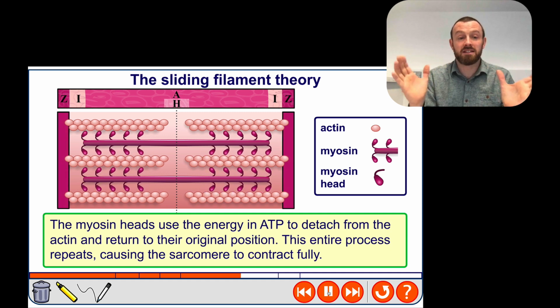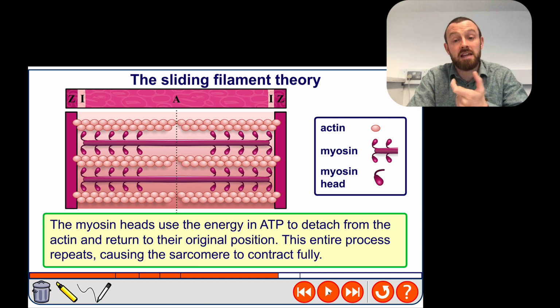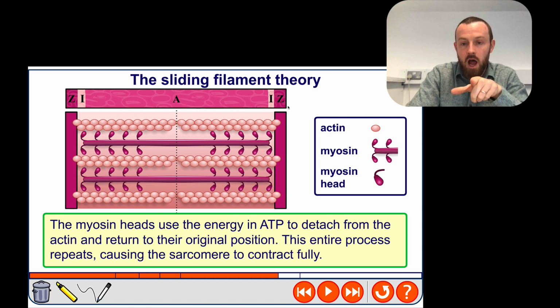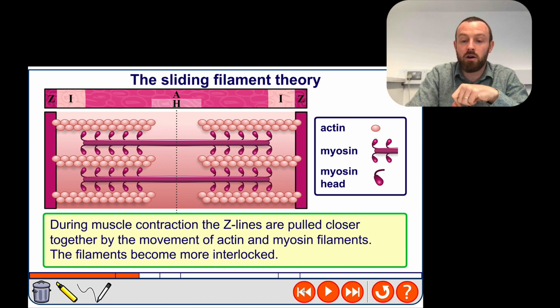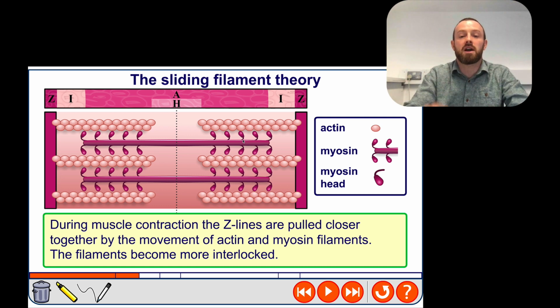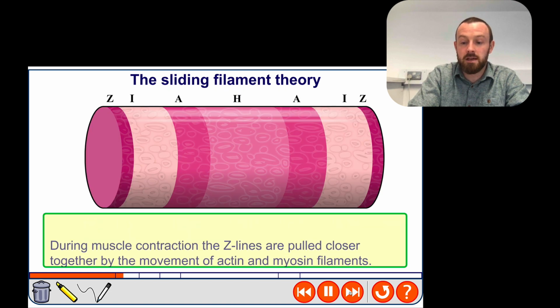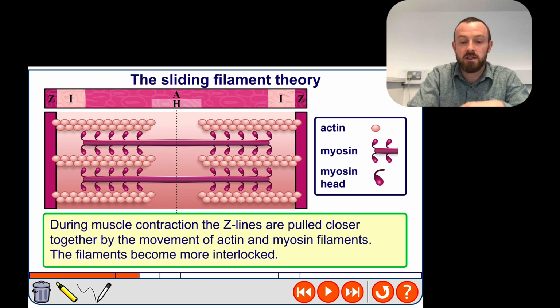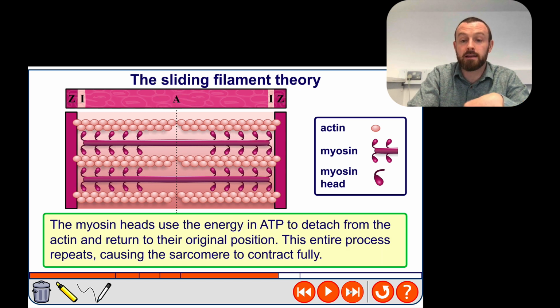Okay, so the A band stays the same size, but the H zone and the I band both shrink almost to nothing. So the I band, let's just take it back again, the I band is that part of the sarcomere where there isn't any myosin. So there's just actin and no myosin. So you can see this I band, if we go back another step to here, and we step through, with each power stroke, the I band gets a little bit smaller and a little bit smaller until it goes almost to nothing.